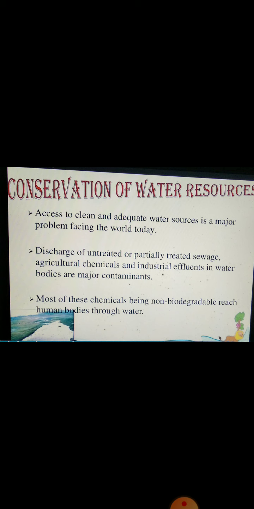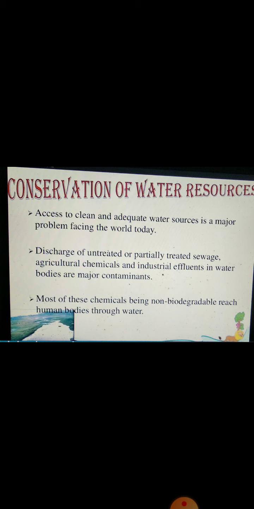Now, conservation of water resources. Yes, like land conservation and soil conservation, we need to conserve water resources also, because human life is not possible without water. Access to clean and adequate water sources is a major problem facing the world today. Sometimes we are celebrating water day, sometimes we are celebrating this day or that day. What's the use of all these? Because while celebrating these days, we are not learning anything from that. That is why the problem remains in the same place.